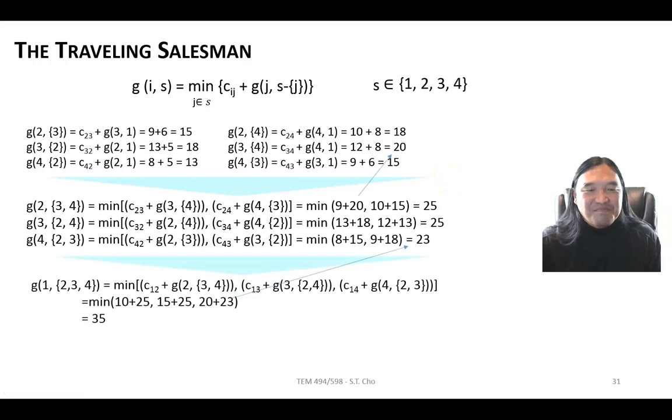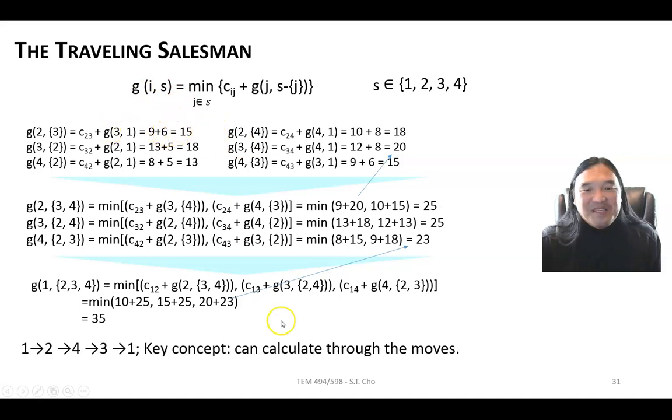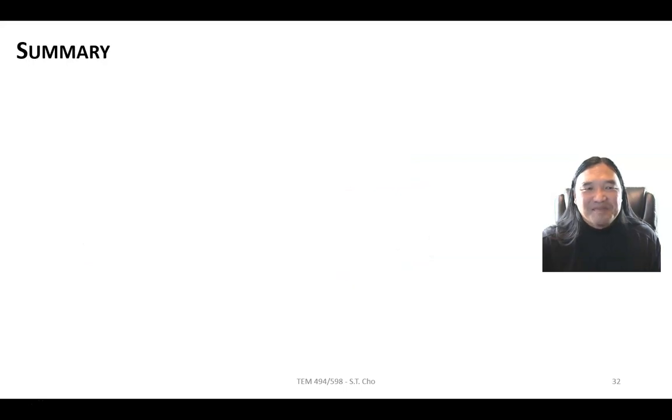And a lot of these values actually come out of the original table, like G31 is 6. But what it comes down to is the key concept is that you calculate through all the moves. And I'll leave it to you to go through this math.